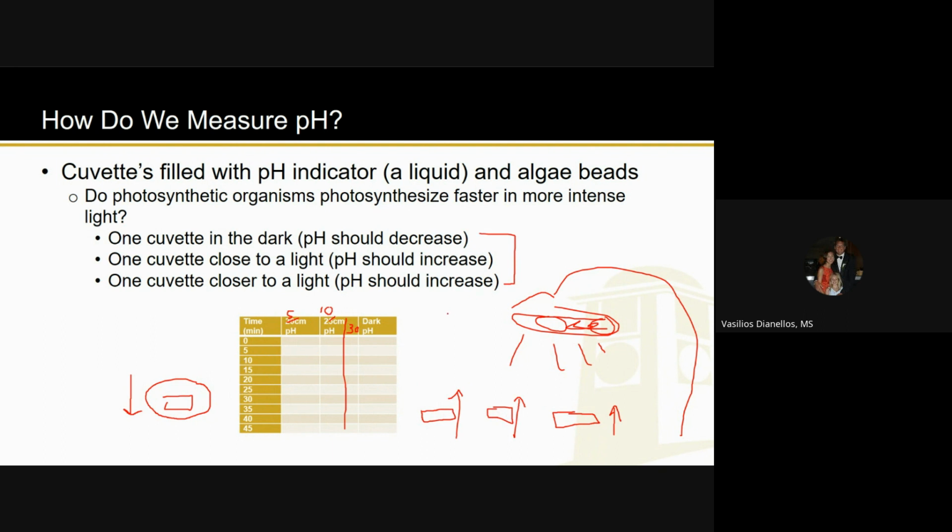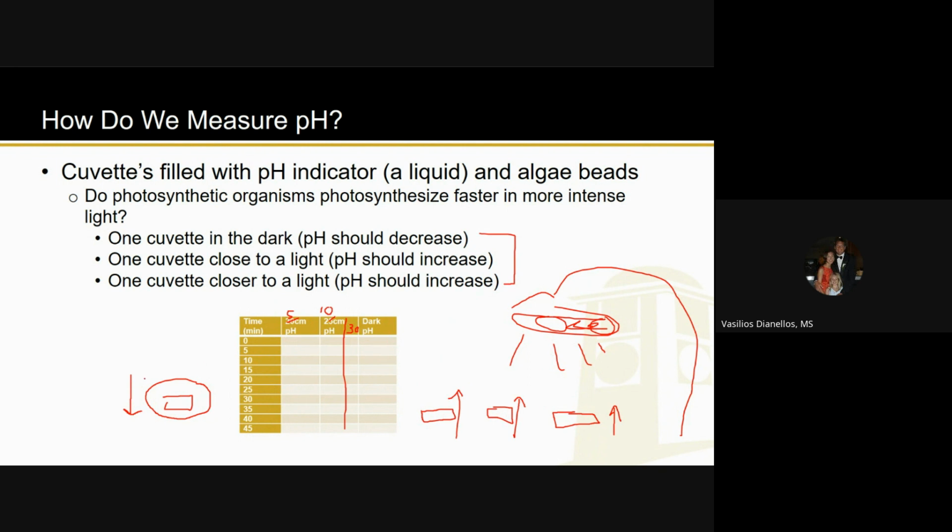Another thing to mention while we're discussing this is, like I said, this one that's in the dark is going to be wrapped in aluminum foil. Again, its pH should be decreasing because it's respiring. However, think about this. Every time you check the pH, you have to unwrap it from the aluminum foil and expose it to light. And we're going to get that room as dark as we can, but you guys know, you've seen it. It doesn't get that dark. You can do the best job you can, and you should, to try to shield it from light. But still, it's going to get a little bit of light.